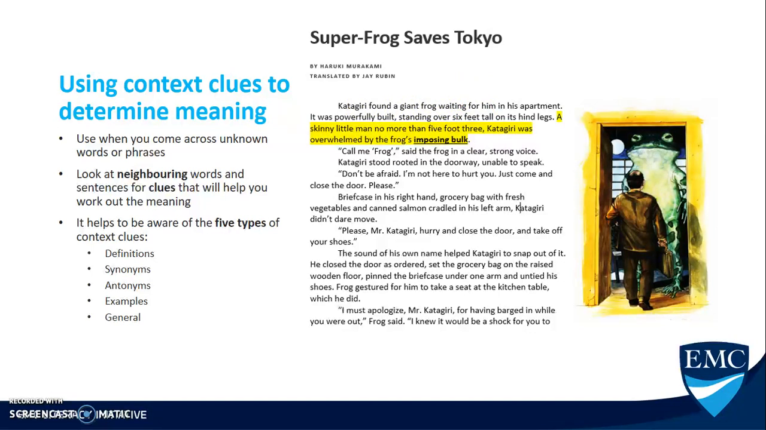It can be really helpful when you're applying a strategy to be aware of the different types of context clues that you might come across. There are 5 of them that we're going to look at today. Definitions, synonyms, antonyms, examples, and general clues that rely on a little bit more thinking.